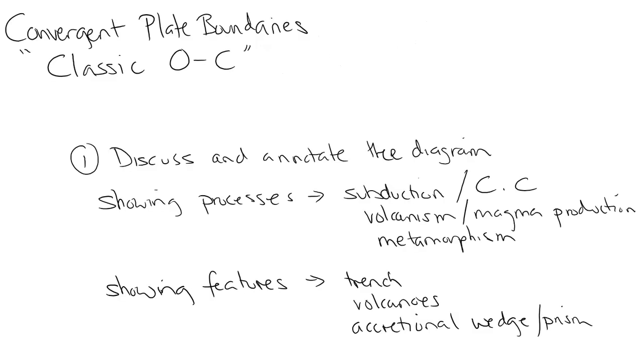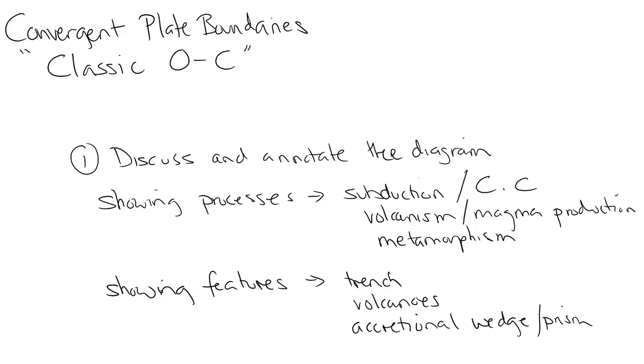So we'll look at the annotation of the diagram. We'll show the processes, for example, like subduction, convection currents in the asthenosphere, and that will lead to volcanism and magma production from the slab subducting. Look at metamorphism, look at how the slab is actually going to descend into the asthenosphere and the different variations of how far it goes in the Earth's interior. We'll look at the ocean trench that is created because of subduction.